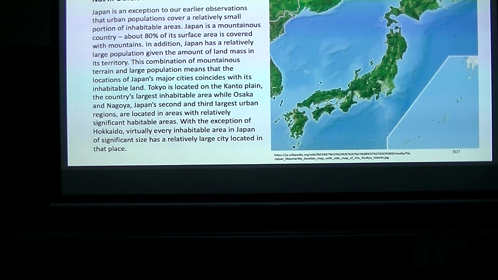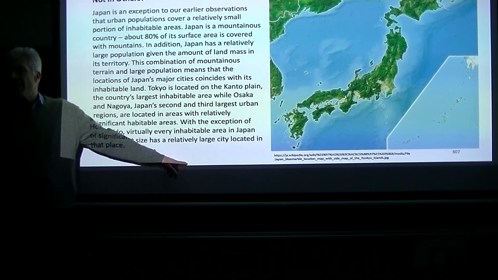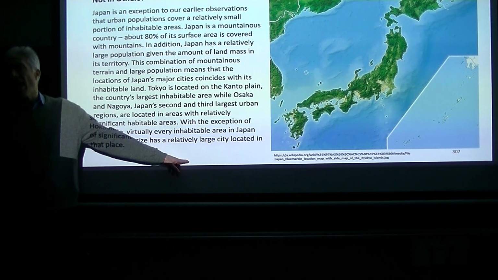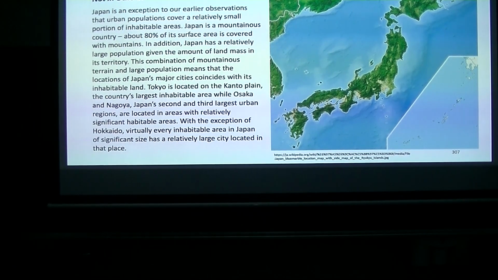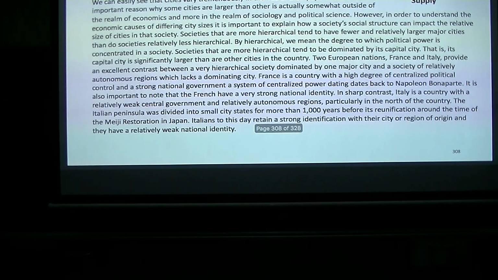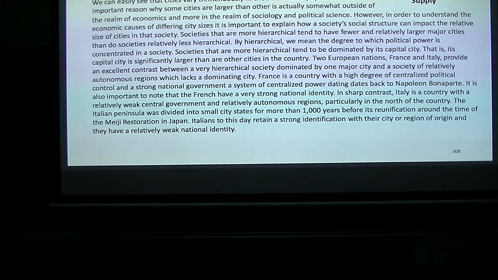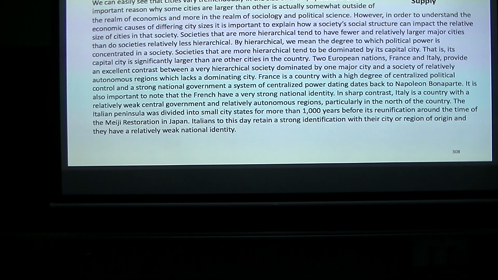So with the exception of Hokkaido, virtually every inhabitable area in Japan of significant size has a relatively large city. This is not normal. This is very heavily populated for a country that really doesn't have a lot of inhabitable area. It's quite a large population, and not surprisingly, Japan can't feed its population based on the agricultural area.